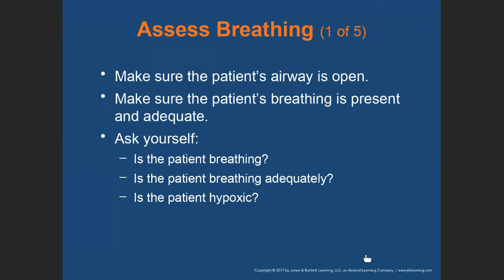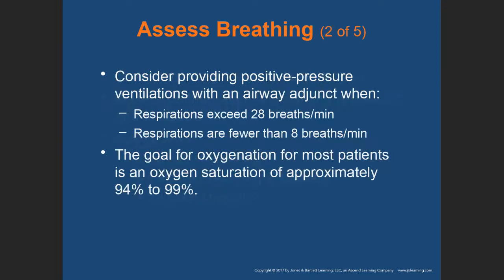Ask yourself, is the patient breathing? Is the patient breathing adequately? Is the patient hypoxic? Consider providing positive pressure ventilation with an airway adjunct when the respiration exceeds 28 breaths per minute or respirations are fewer than 8 breaths.